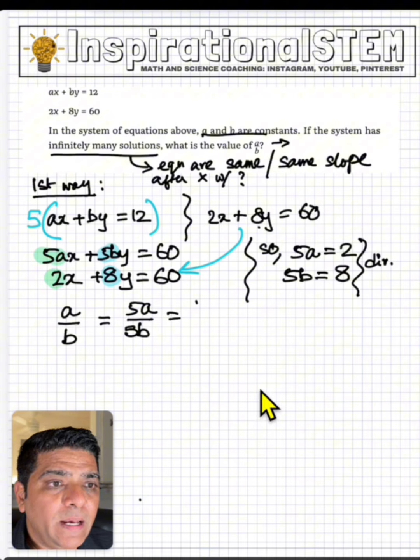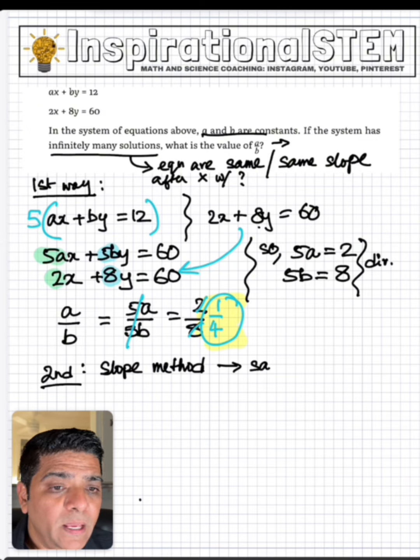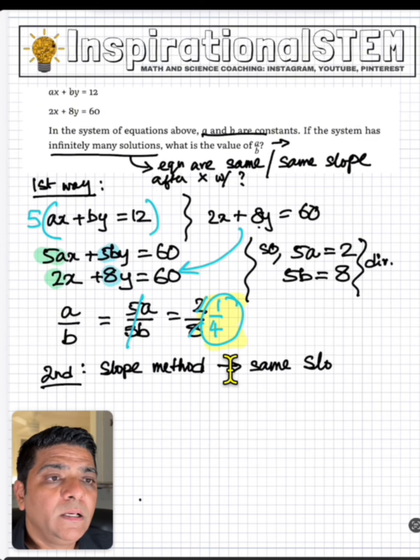All right, so now it makes it much simpler for us to get to a by b. So let's go ahead and do that now. Divide both of those: 5a by 5b equals 2 divided by 8. So cancel the 5, and a divided by b is going to be 1/4. So that's the first method.